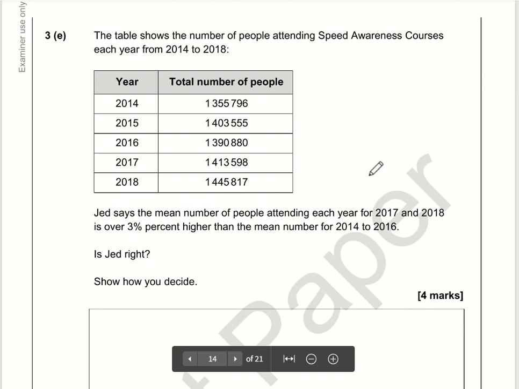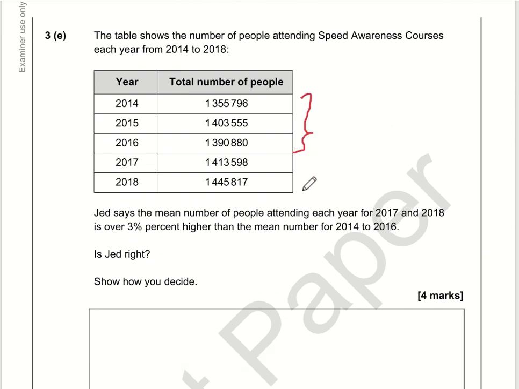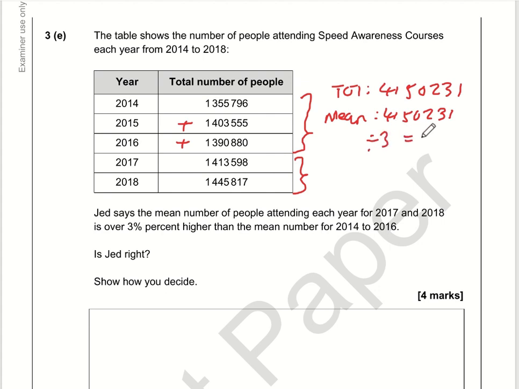Okay, so for this question we need to work out the mean for 2014 to 2016 and separately work out the mean for 2017 and 2018. So what I'm going to do is add these 3 numbers together, and if you add those together, you should get a total which is 4150,231. So therefore the mean is going to be 4150,231 divided by 3, and that comes to 1383410.333.